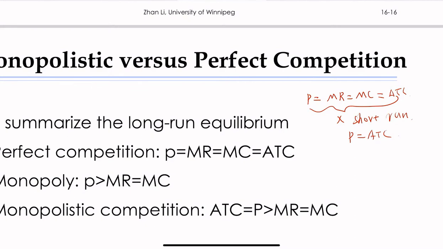Okay, let's think about the monopoly. Again, we start with the basic case: price equals marginal cost. And then we know that for a monopolist, its price is always larger than marginal revenue. So this will hold in both the long run and short run. In fact, in the monopoly market, we don't really differentiate between long run and short run, because we assume there is no entry.